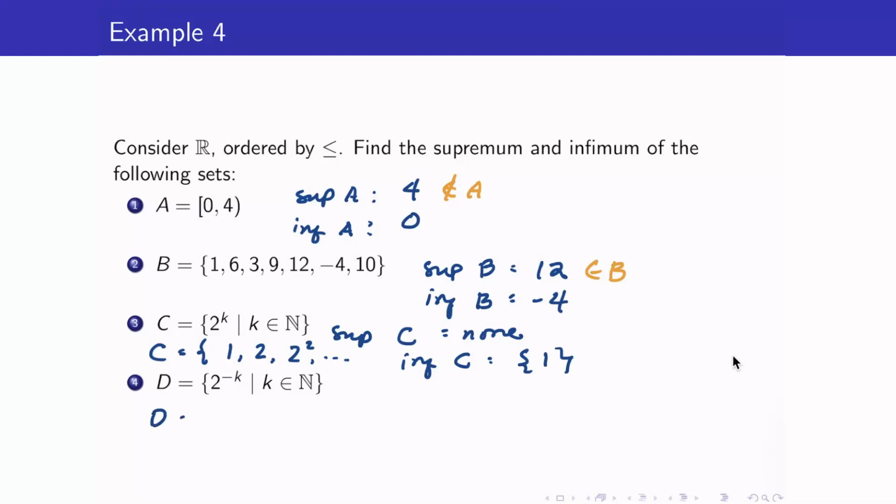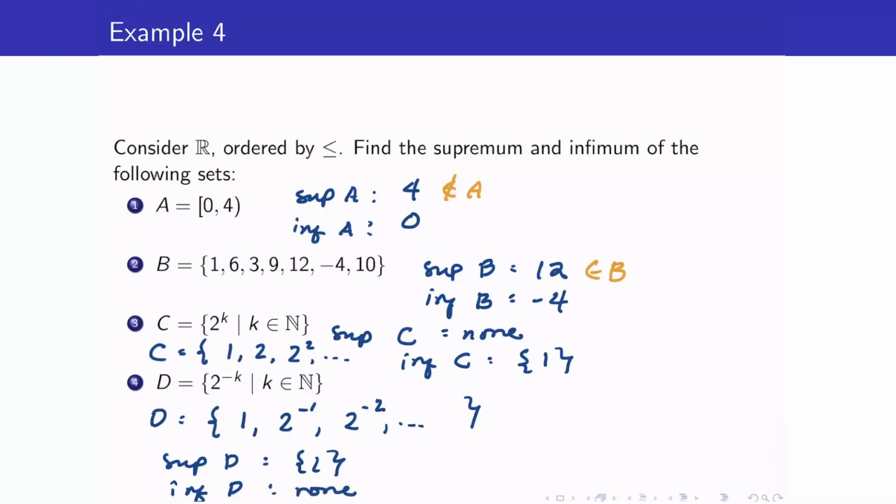What about for D? We're starting with 2 to the -0, so that's 1, 2 to the -1, which is 1/2, correct? So what would be the supremum of D? The supremum of D is 1, whereas its infimum is none, right? We have no infimum.